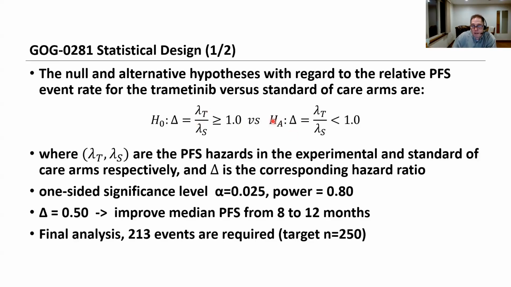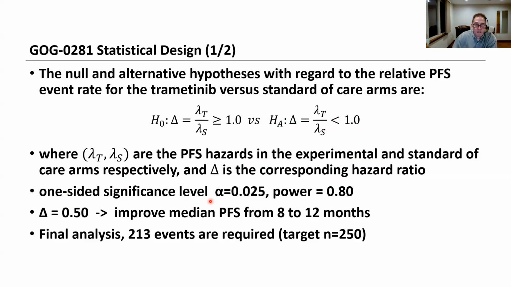The alternative hypothesis is the same ratio, but if the hazard in the experimental arm is less than the hazard in the control arm, then this ratio will be less than 1, and I'm going to declare by some margin that the experimental arm is working. So lambda T and lambda S are the PFS hazards in the experimental and standard of care arms respectively, and delta is the corresponding hazard ratio.